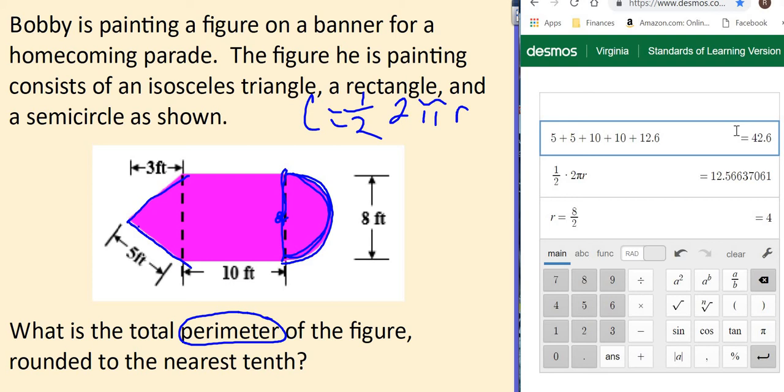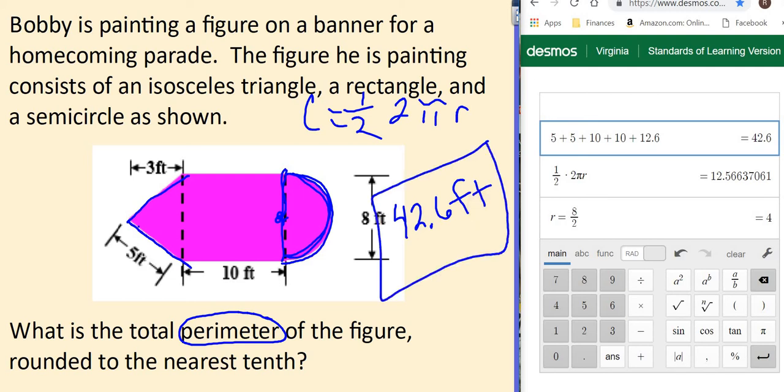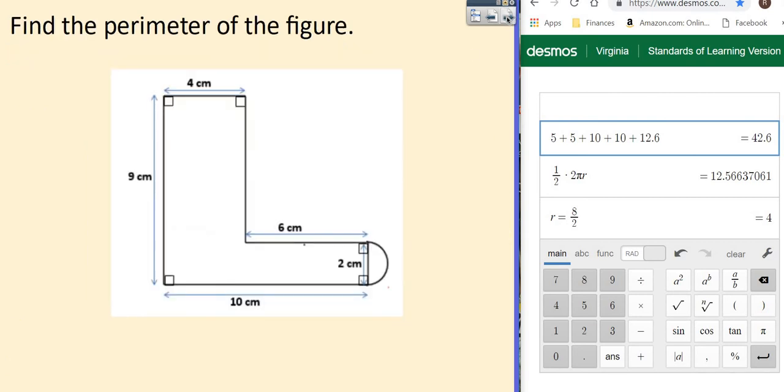So my answer is 42.6 feet. That is my perimeter of this figure, because you only want the sides on the outside. You don't want anything on the inside to be added together, just the outsides. Okay? All right, let's see what's up next.